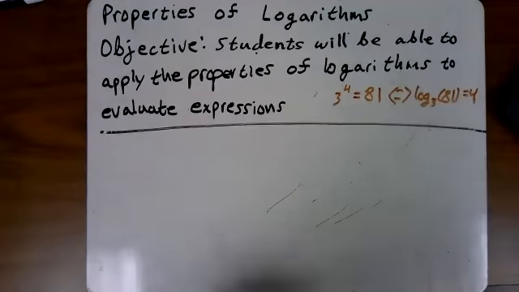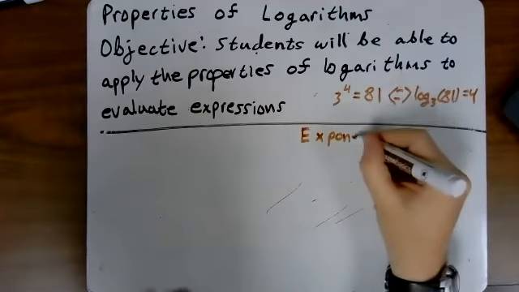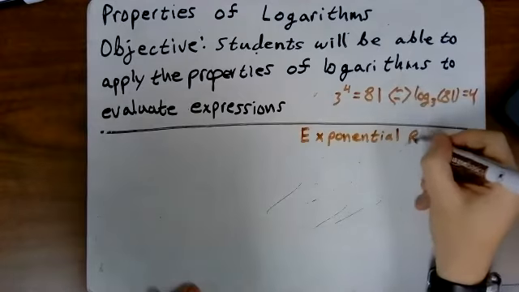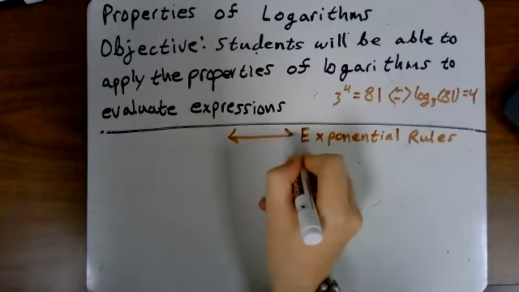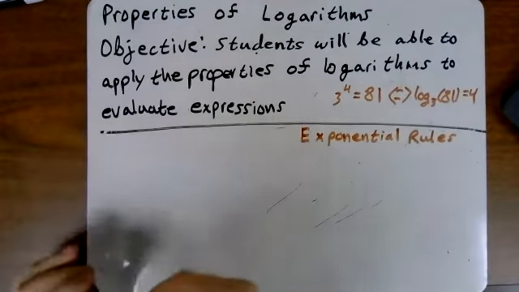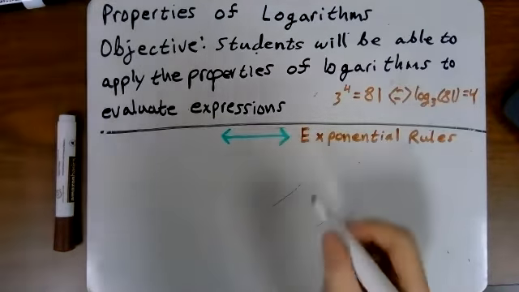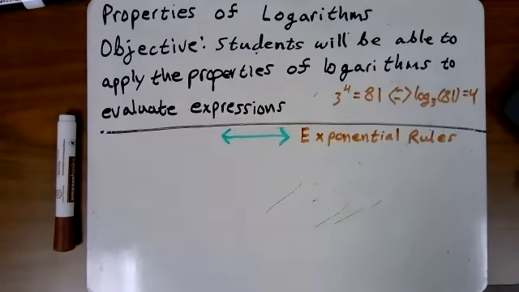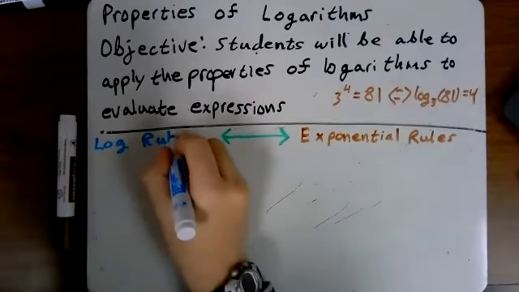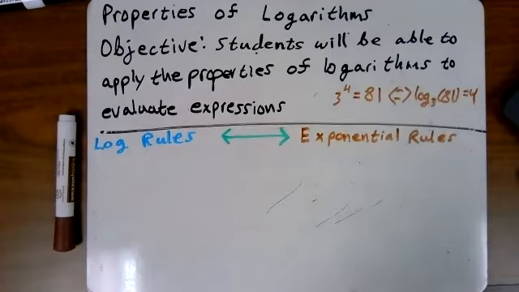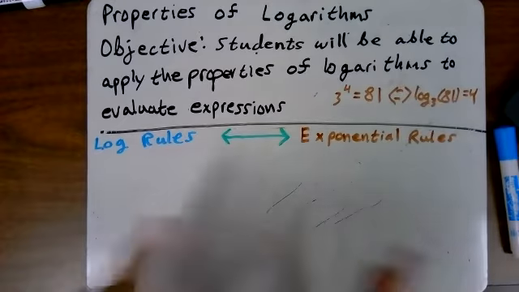What this means is that the different exponential rules can be rewritten to log rules. So I'll start by writing down each of the exponential rules and then its equivalent log rule.